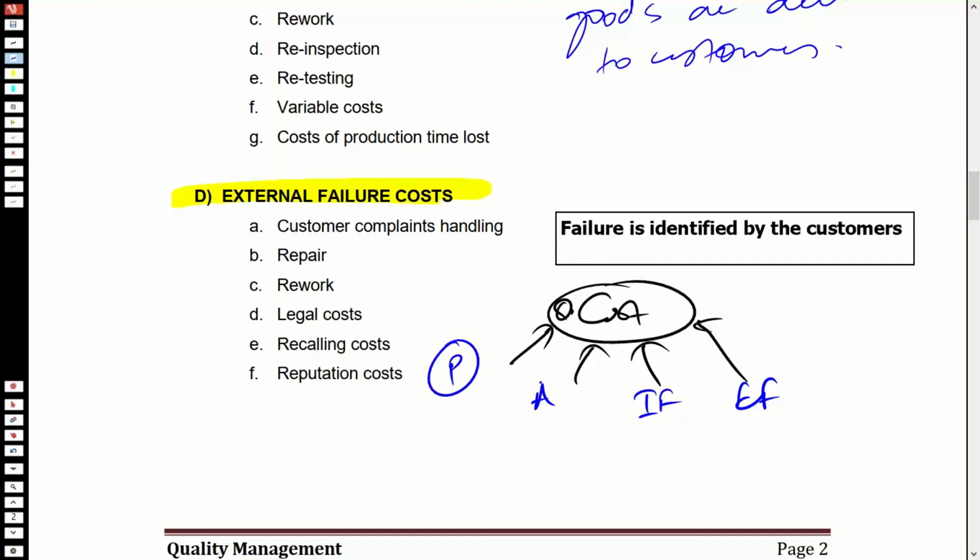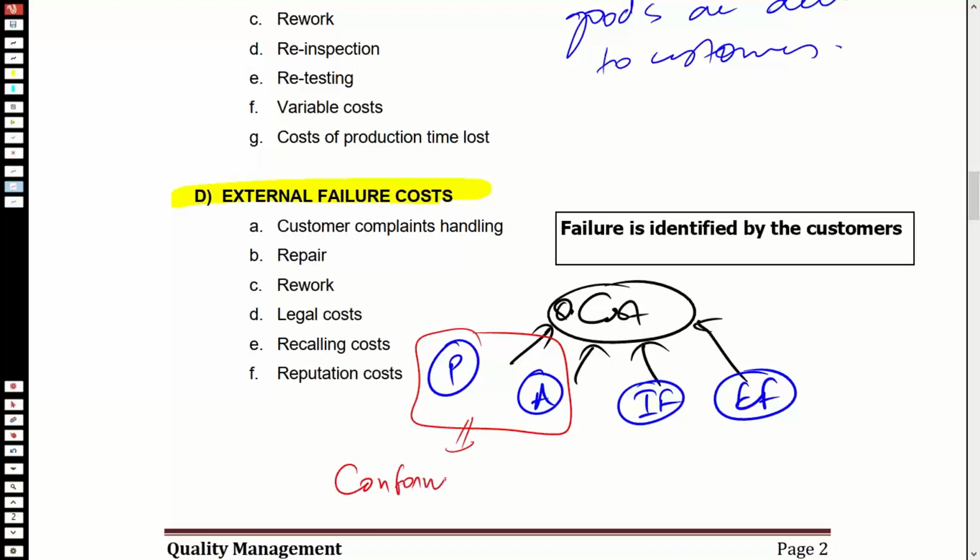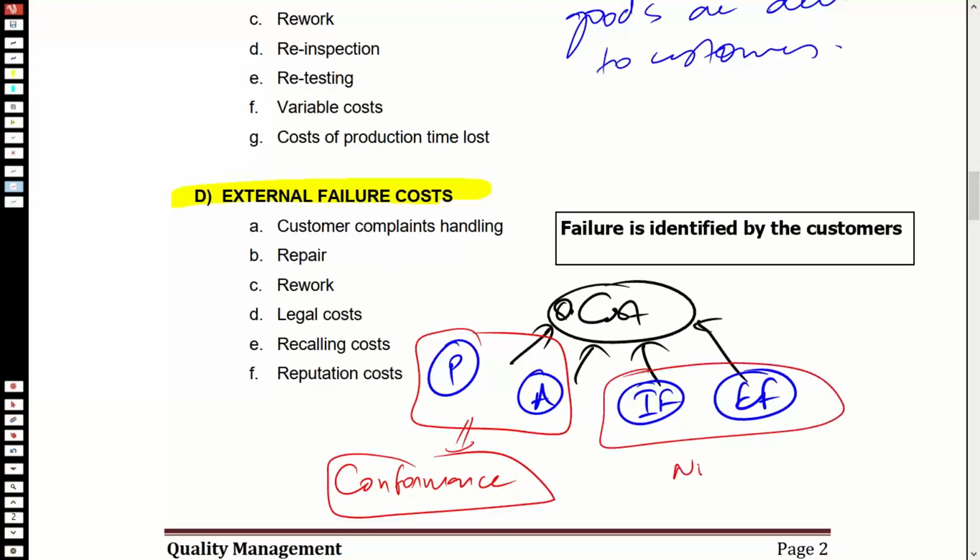Now, you need to understand that the prevention and the appraisal costs are termed the cost of conformance. So if you are conforming to the quality standards, these are the costs that you would incur. The internal and external failure costs are the cost of non-conformance. Whenever you are non-complying with the quality standards, you would be incurring these costs.